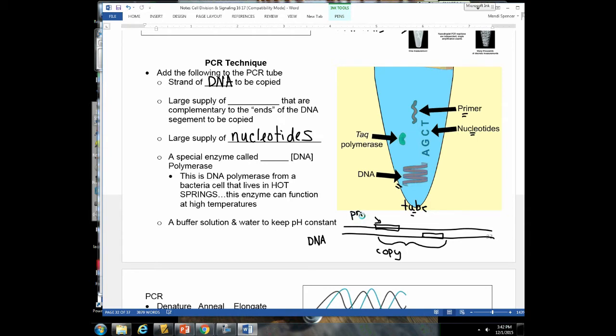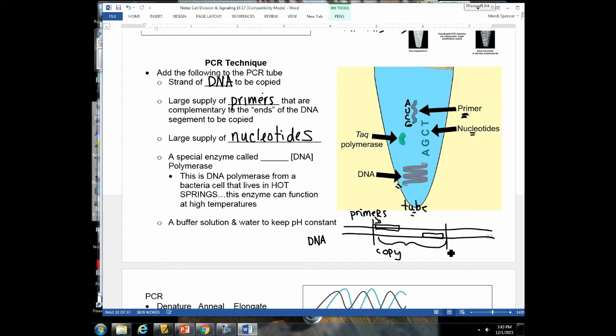So we have to make primers, engineer primers. They have to be complementary to the ends of the DNA that we want to have copied. So that's why these primers are going in and showing you the primers. And the primers are made of RNA nucleotides like A's and U's and C's and G's and so on. So we have to put in a large supply of primers that are complementary to the ends of the segment that we want copied. So basically, we want to copy from here to here. So those primers are going to anneal or attach to the ends.